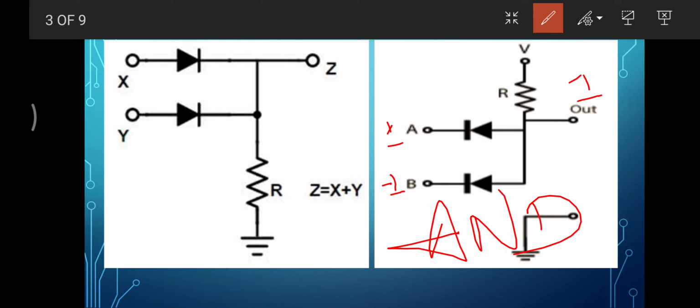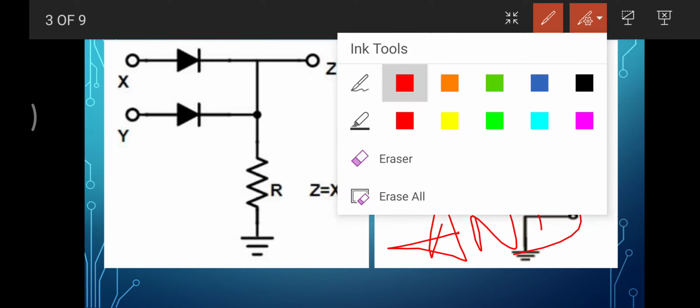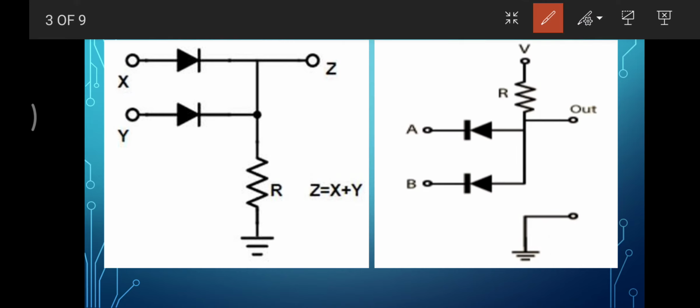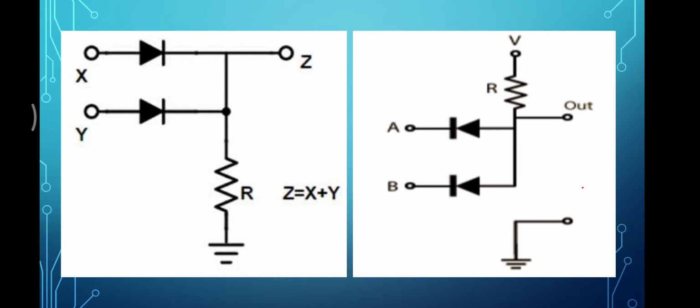Just to make you more clear, as I know that the AND gate circuit is a little bit complicated as compared to the OR gate circuit, I'm just going to show you in a little more depth.